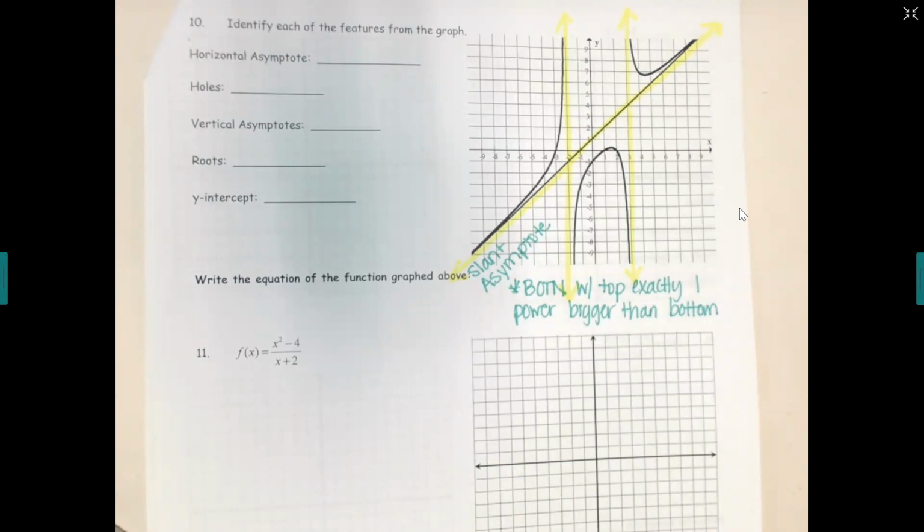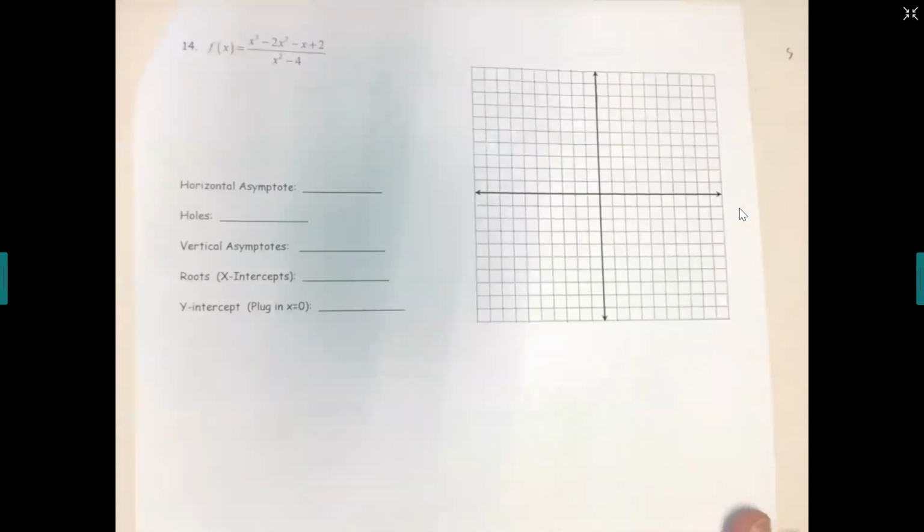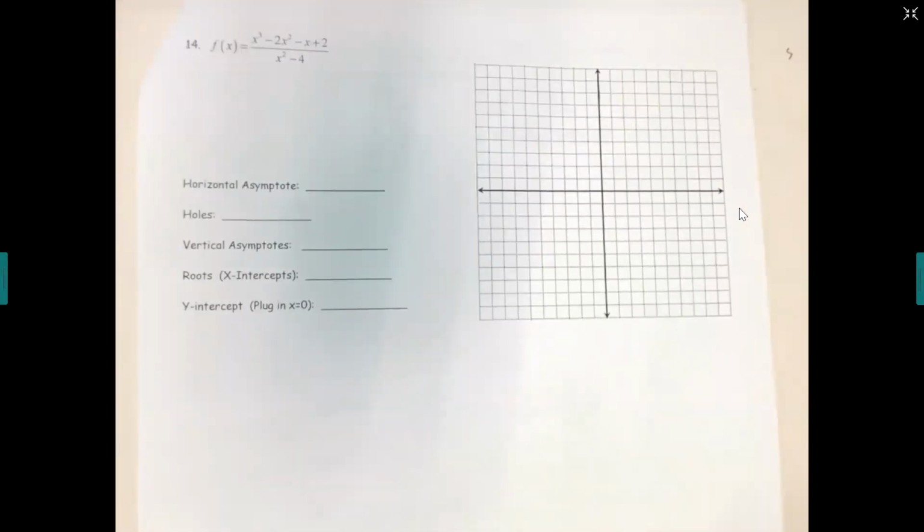Okay, so we're just gonna do two more examples together. So if you'll turn to number 14, okay, number 14. That way when y'all get back from lunch, we're kind of done doing questions all together and y'all could just finish on your own. So 14 is the next one that we're gonna do.